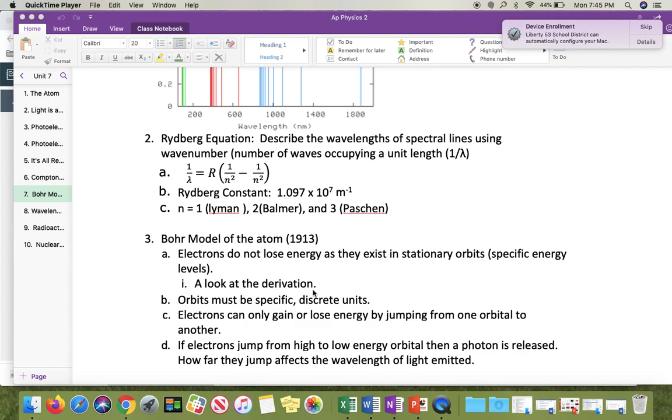All right. So anyway, going back to this. Orbits must be specific and discrete. So basically what Bohr did is he quantized the atom. Okay, just like we talked about quantum theory with light, he quantized and made discrete units for which the electrons will orbit.